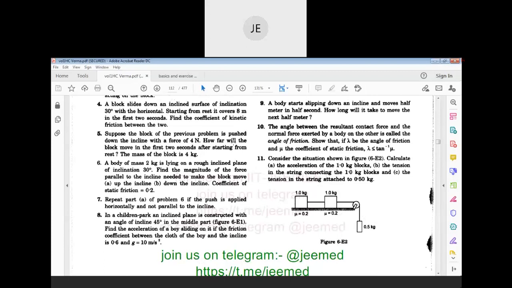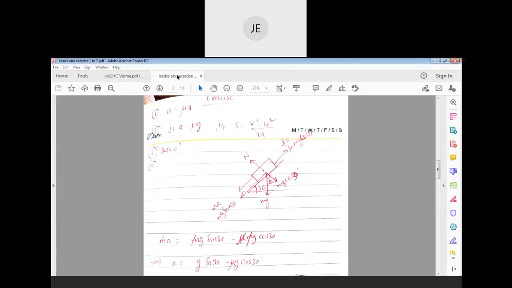A block slides down an inclined surface of inclination 30 degree with the horizontal. Starting from rest, it covers 8 meter in the first 2 seconds. Find the coefficient of kinetic friction. So first we have to draw the free body diagram. That is very important.